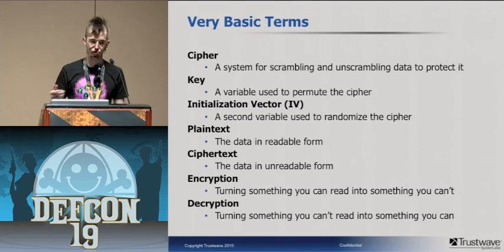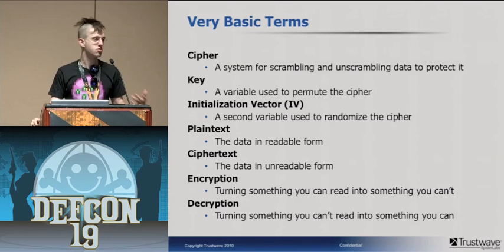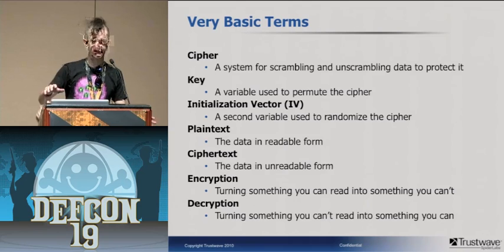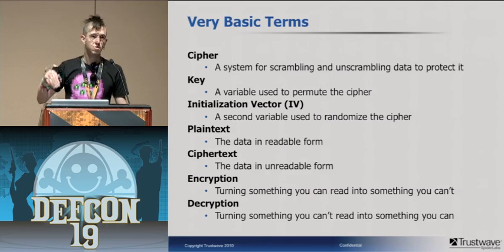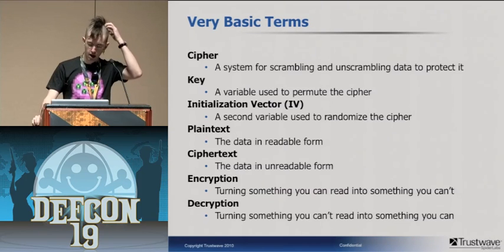Some very basic stuff here. A cipher is just a system for mathematically scrambling and unscrambling data that you want to be hidden from certain parties. The key is the one part that you keep secret. The key is the missing variable that somebody needs to know in order to be able to unscramble the data.